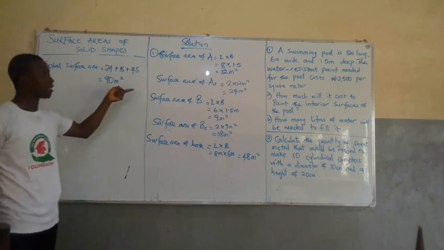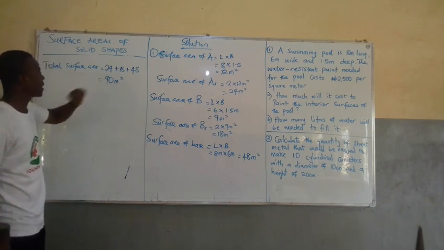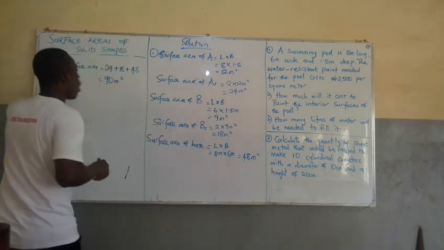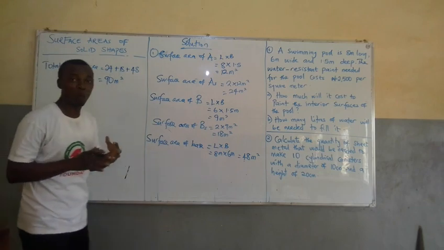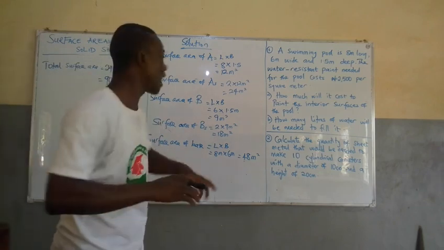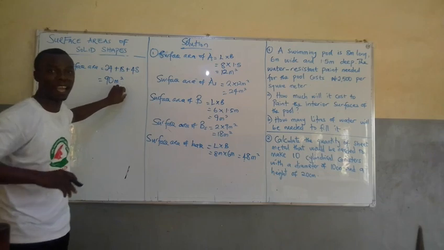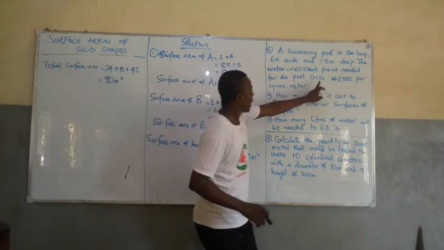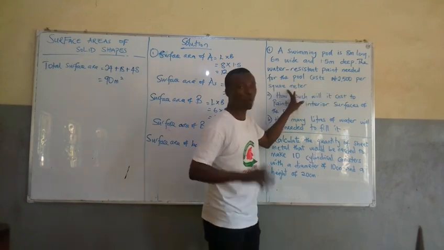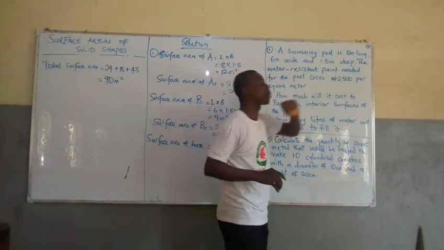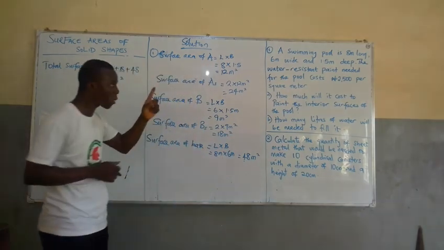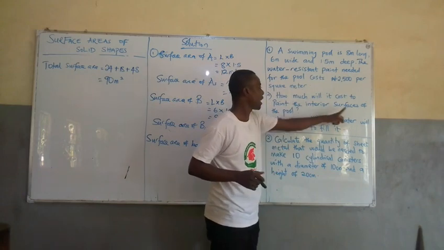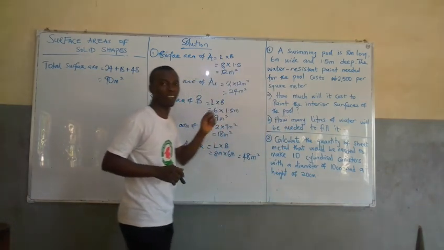I believe you understand the addition I just made now. So that is 90 meters square. Now, that is the total surface area of the swimming pool. So the painter has 90 meters square surfaces to paint. But then the question says each square meter costs 2,500 naira. So how much will it cost to paint the interior surfaces of the swimming pool?